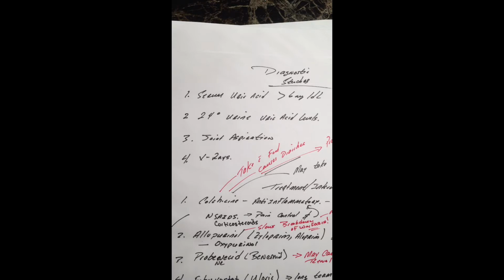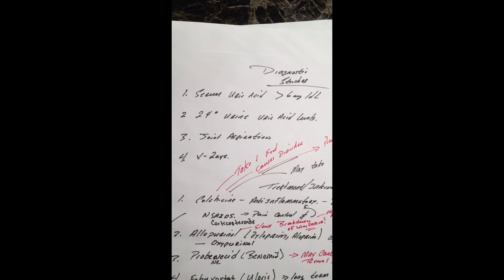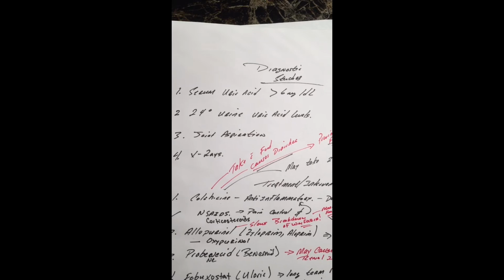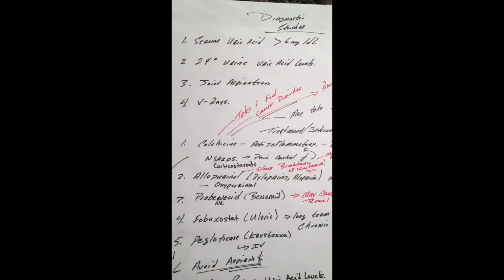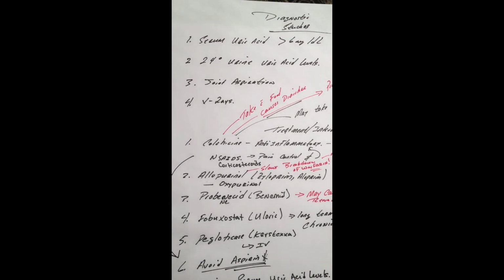Number 4, x-rays may also be performed. Let's get into our treatments and interventions. Now, just like the video said, you may give something like colchicine, NSAIDs. Colchicine has an anti-inflammatory property. So again, the hope is to reduce inflammation, reduce the swelling.